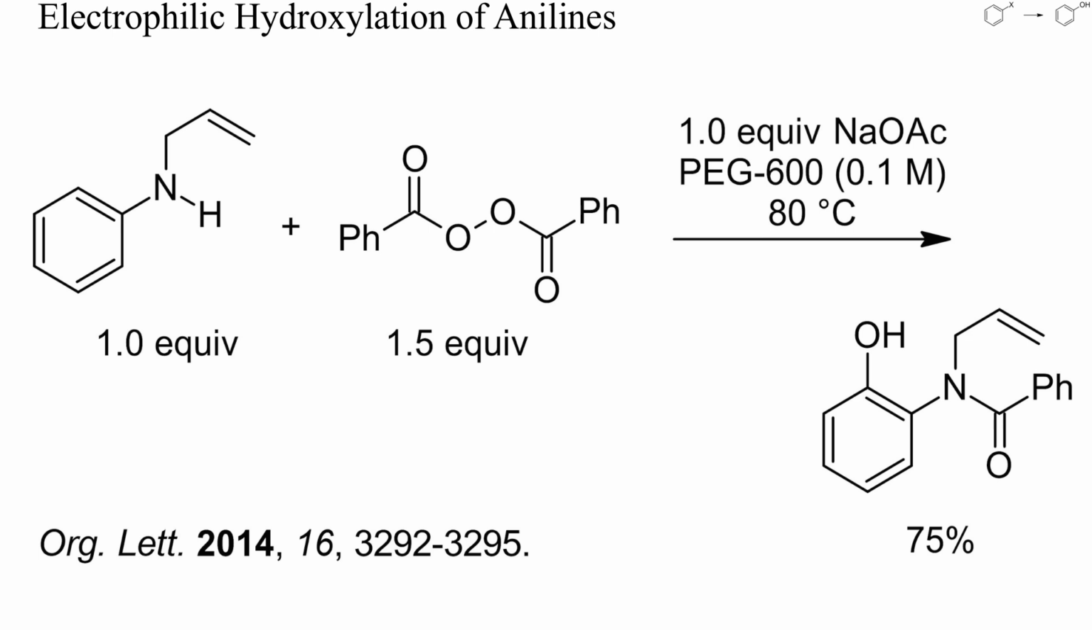Examples have been reported of the direct hydroxylation of protected or unprotected anilines. Here, N-allyl aniline was heated with a slight excess of benzoyl peroxide and sodium acetate, and both a clean ortho-hydroxylation of the phenyl group and a benzoylation of the amino group occurred.